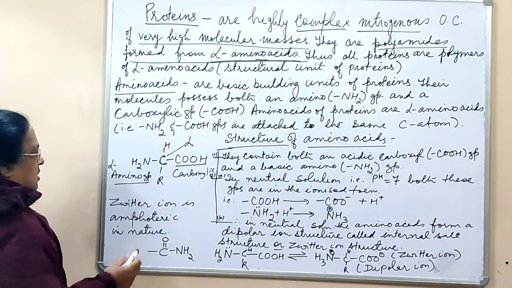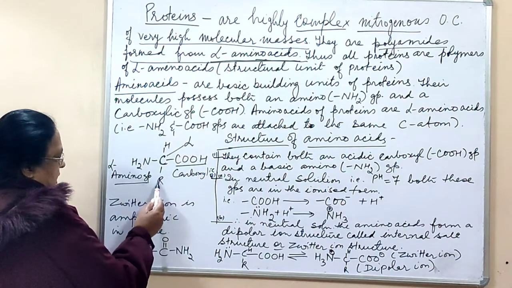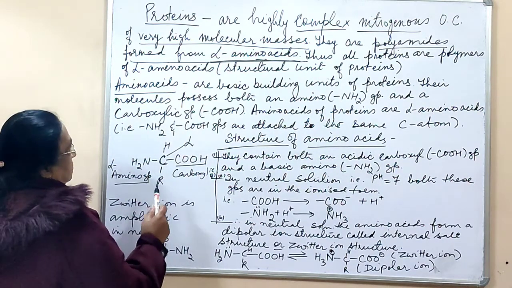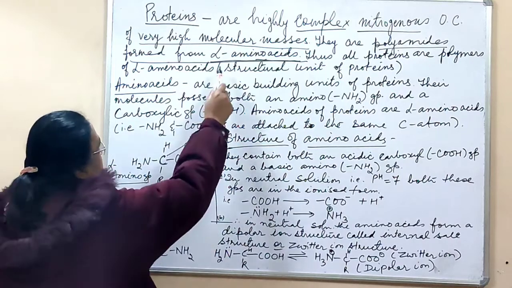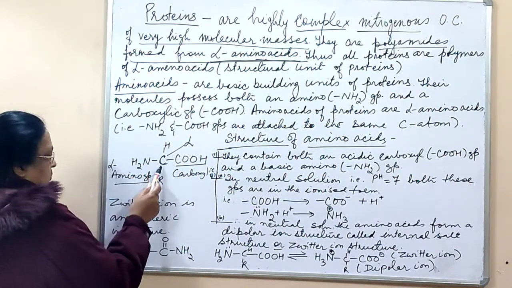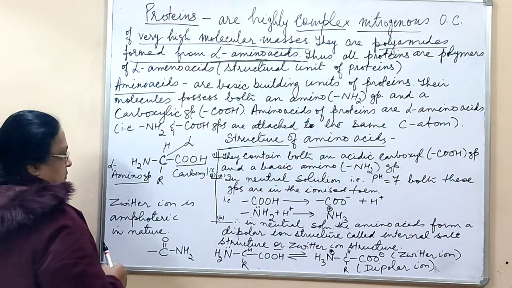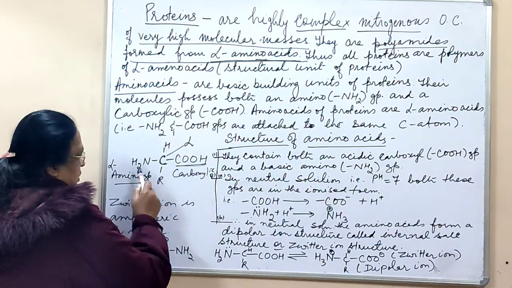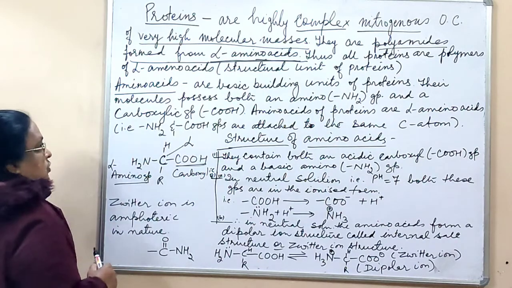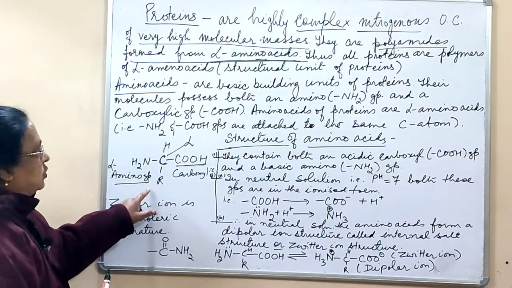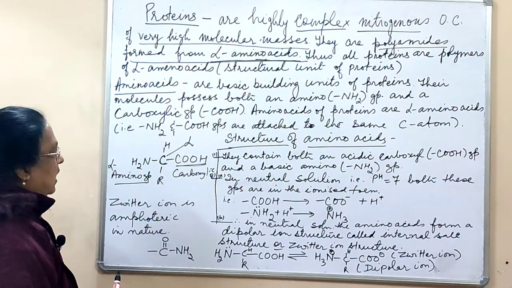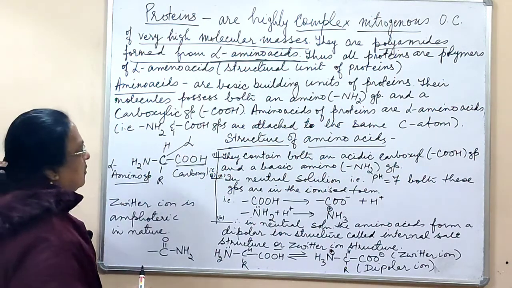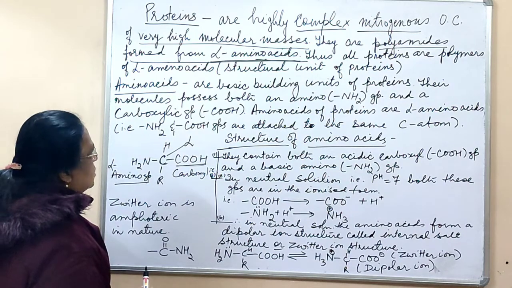So this is an amino acid, R being an alkyl group. But the important thing is this alpha amino, that the amino group is at alpha carbon. So the carboxylic acid has a carboxylic group as well as an NH2 group. You should know the structure of alpha amino acid. This is the general amino acid structure.